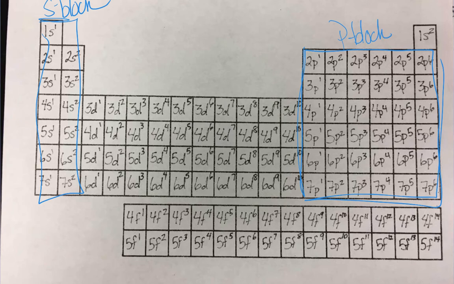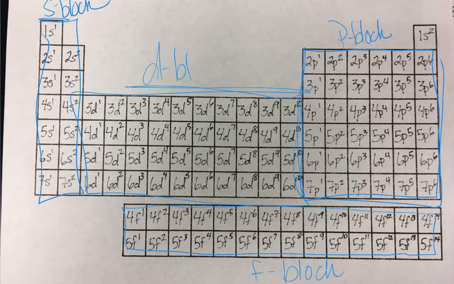If they've got P orbitals, they reside on the P block. And down here we have, you guessed it, the F block. And right here we have the D block.